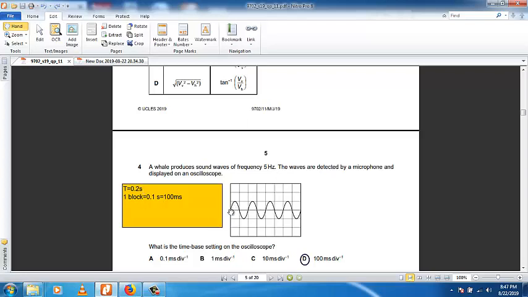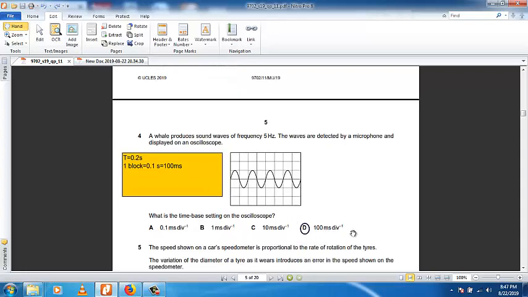So we know that the whole complete wave is being completed in 2 blocks. So if the whole complete wave is completed in 2 blocks, then for 1 block the time is 0.1 second, which equals 100 milliseconds. So the time base we're setting is 100 milliseconds per division. It's D.